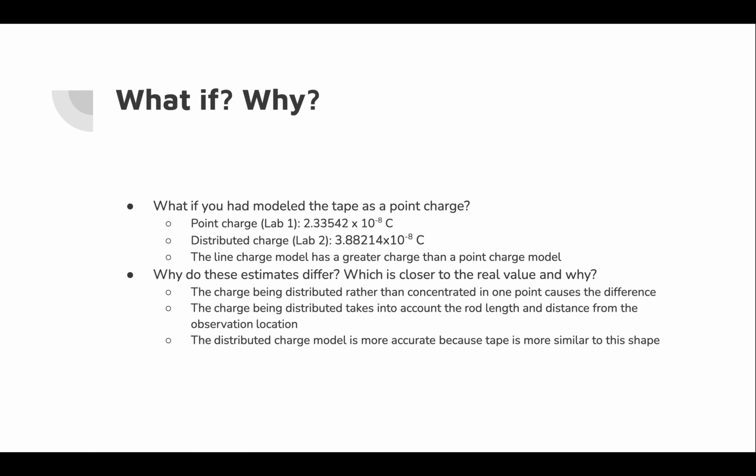So why do these estimates differ, and which one is closer to the real value? The charge being distributed rather than concentrated at one point causes the difference, because the distributed charge takes into account the rod length and the distance from the observation location, and this model would be more accurate because tape is more similar to a rod shape. Thank you for your time.